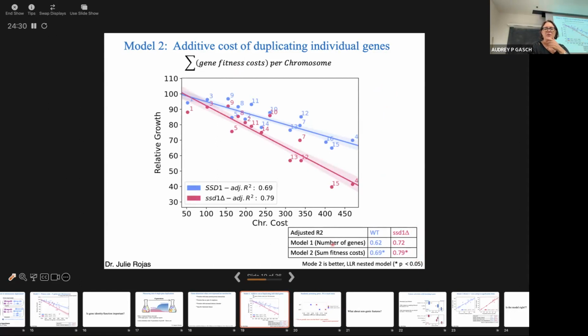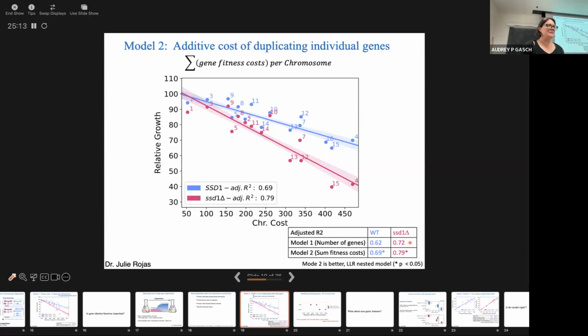And that is that for the wild type cells, the first model where we just count up the genes explains 62% of the variance. This model, where we consider what the genes are, at least in terms of their fitness costs, explains 69% of the variance. I won't go into the statistics, but this turns out to be a statistically significant improvement in the model. And actually, if you look at the SSD mutant, you see a similar thing. So what this means, the punchline, is that when we consider the fitness costs of the individual genes, that better explains the measured fitness cost. So this already tells us something. The actual genes on the chromosomes matter.